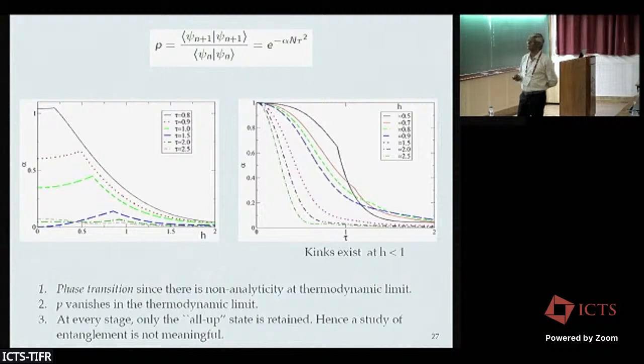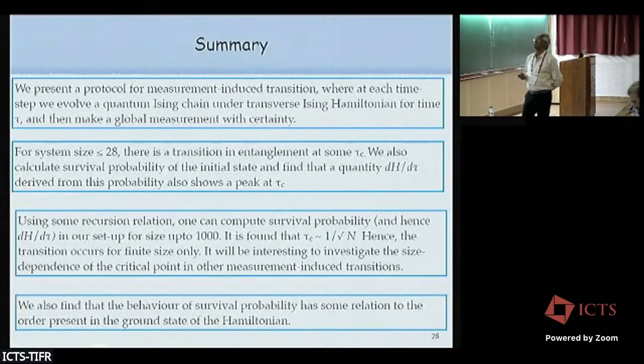At every stage, the all-up state is retained, and hence for a study of entanglement, the question does not arise. Fine. So, summary. We present a protocol for measurement-induced transition where at each time step we evolve a quantum Ising chain under the transverse Ising Hamiltonian for time tau and then make a global measurement with certainty. For system size less than or equal to 28, there is an entanglement transition at some tau C.